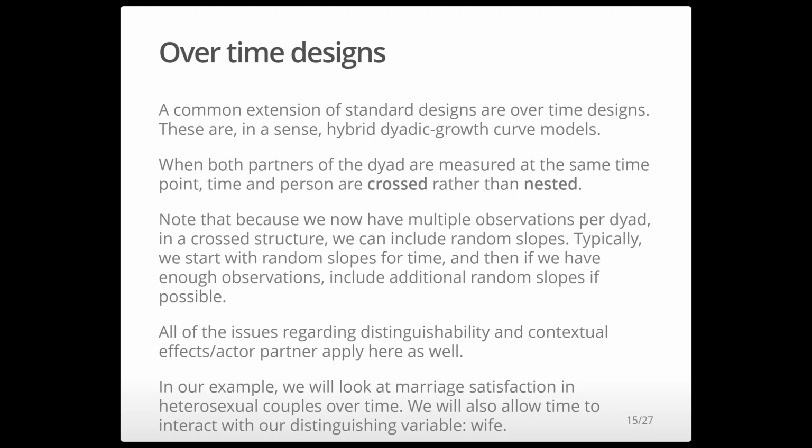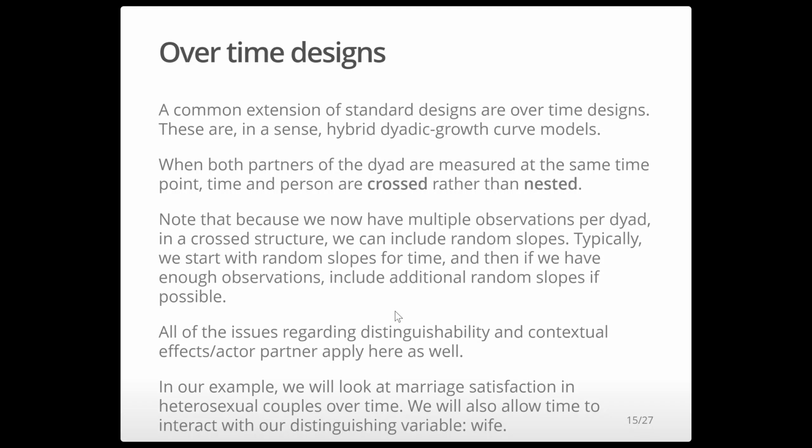HLM. Note that we also have more than 2 observations per dyad now, so we can include random slopes. We'll typically start with time, and then we can consider other random slopes at that point too, but time is really the one we want to focus on. But all the other things we talked about in terms of distinguishability and actor-partner models apply here.